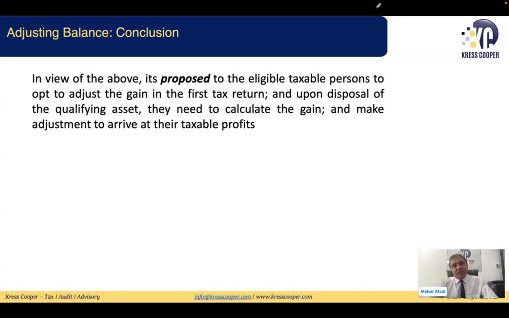What is the proposed recommendation? Basically, it is recommended that eligible taxable persons opt to adjust the gain in the first return. In the first return, you need to elect that you will take this benefit. And upon disposal of the qualifying assets, you need to calculate the gain and make adjustments to arrive at the taxable profits.